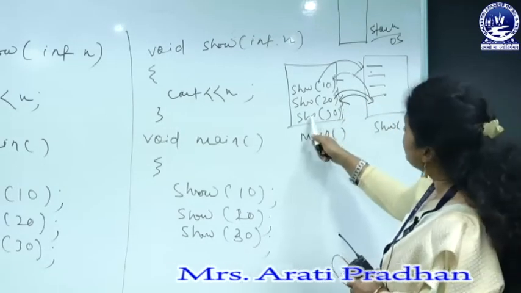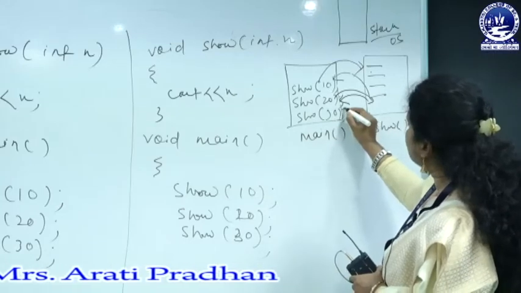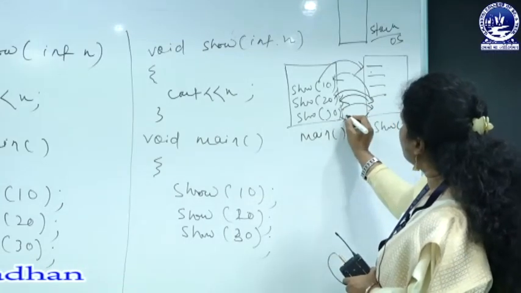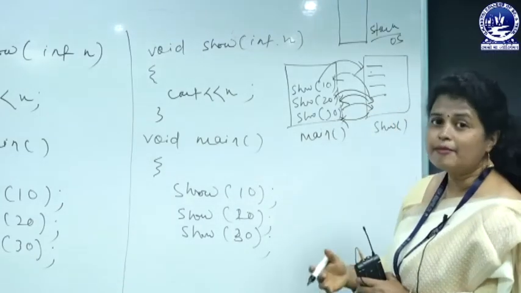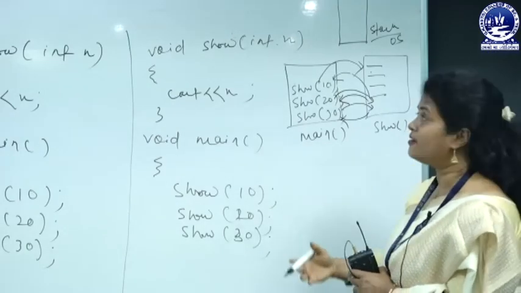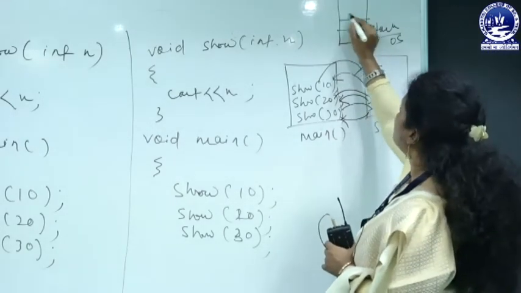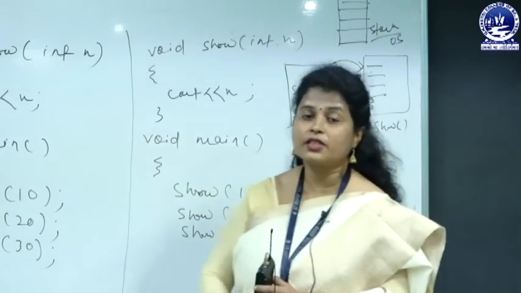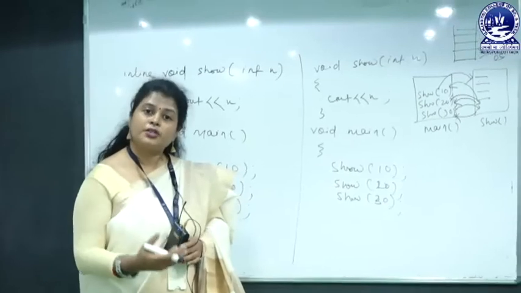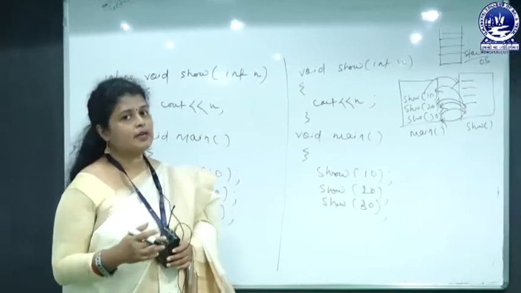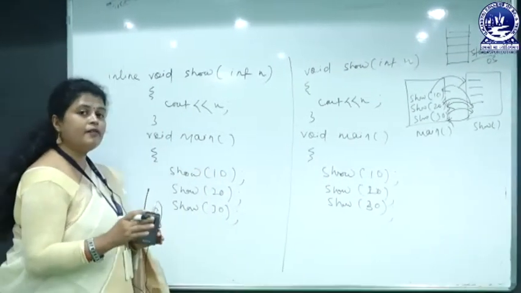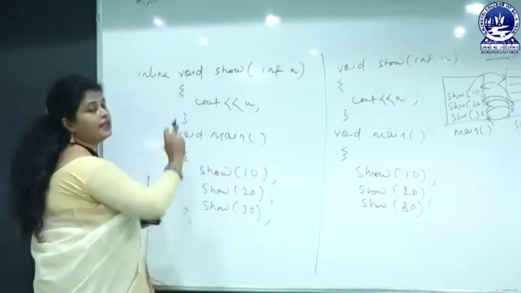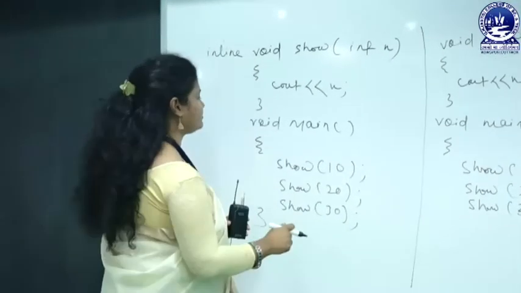When you are calling this one, show 30, again the same operation, coming and returning. This is happening in case of a non-inline function, and for this one, a stack is maintained by the operating system. The stack is used here, and a number of push operations and pop operations are performed. But if I use the inline keyword here, what will happen?